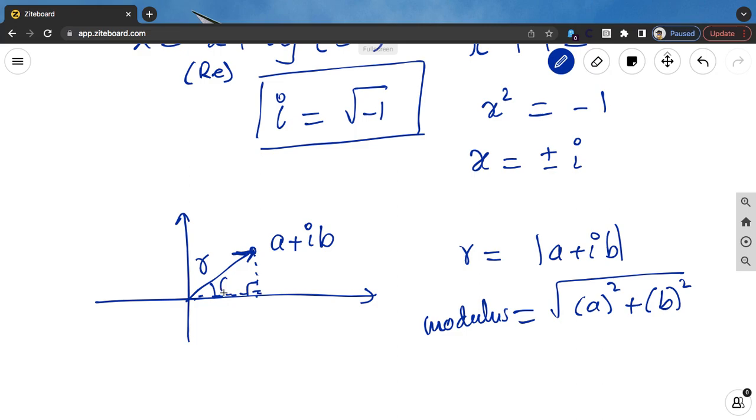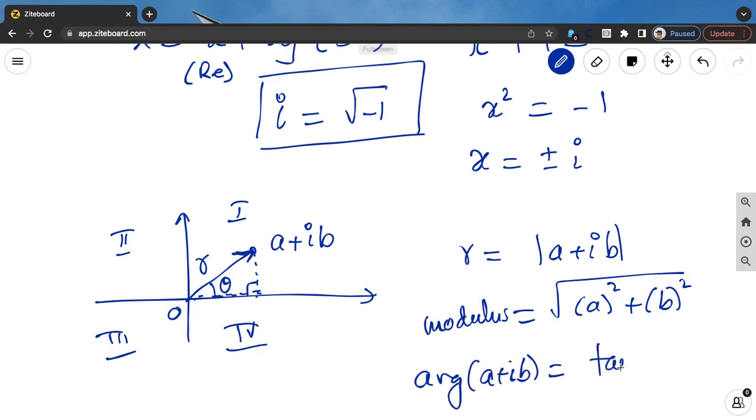The second part which defines it: modulus only tells me how far I have to go from the origin to reach the complex number. I also need the direction in which I have to go, because the number could have been in any quadrant: first, second, third, or fourth. I could have gone the distance r in either one of them. So in addition to distance, I should also know theta. Theta is called the argument of the complex number and is defined as tan inverse of imaginary part upon real part.